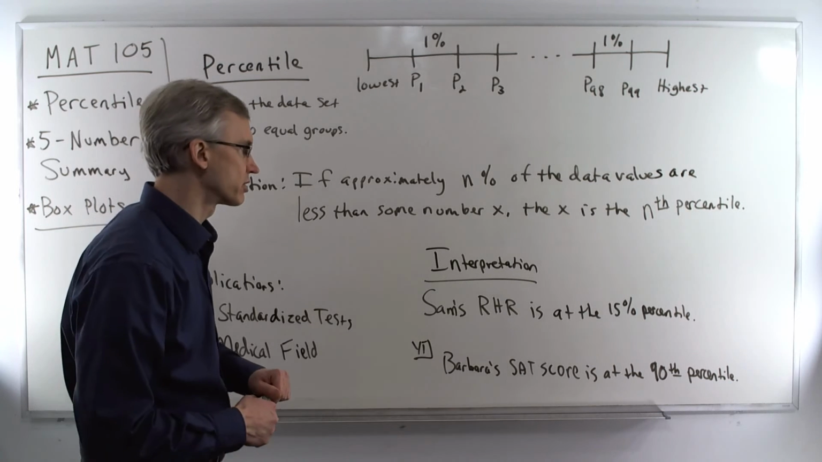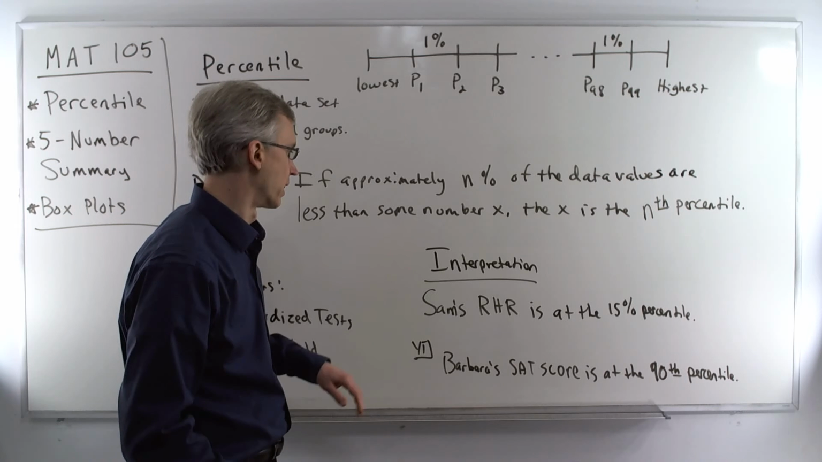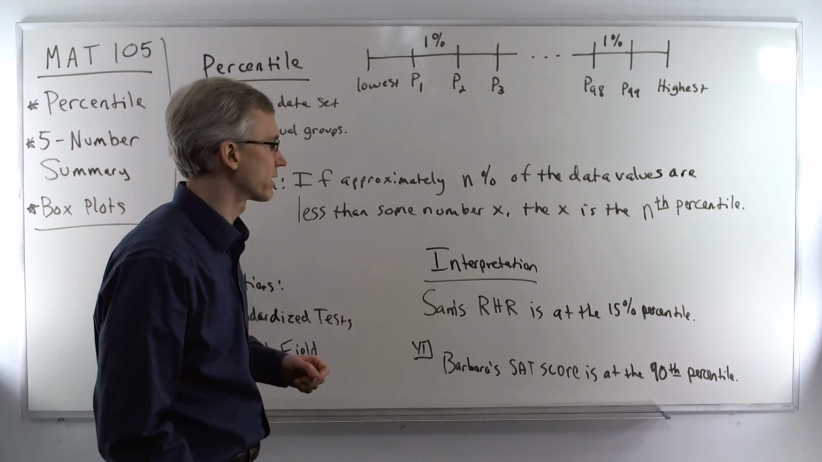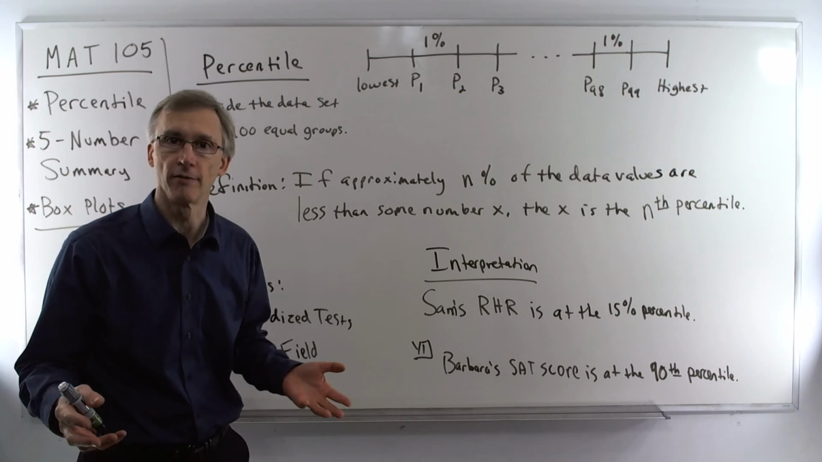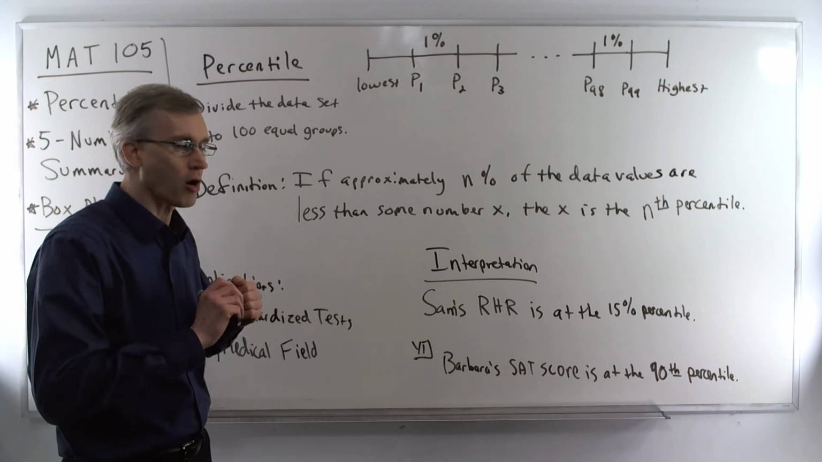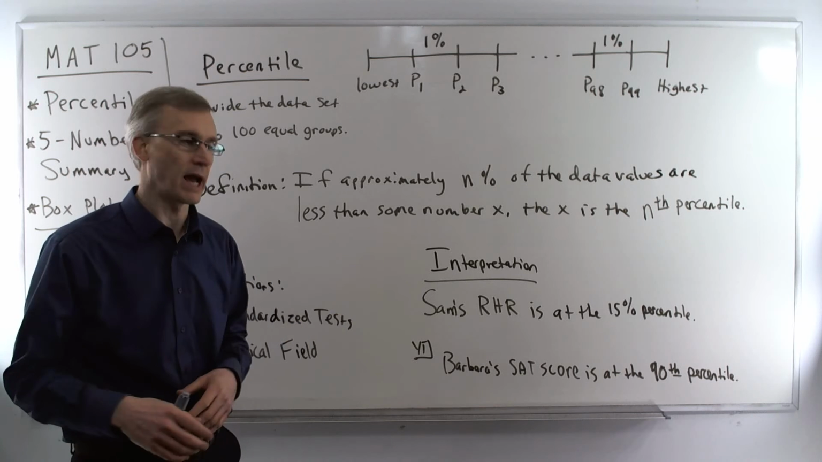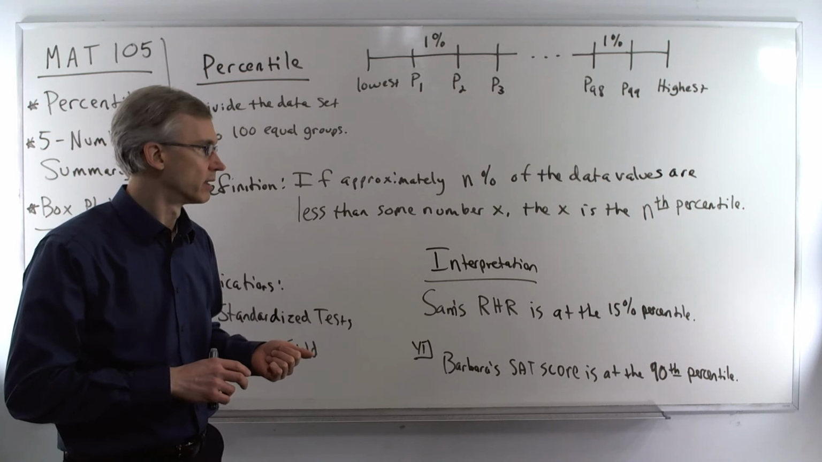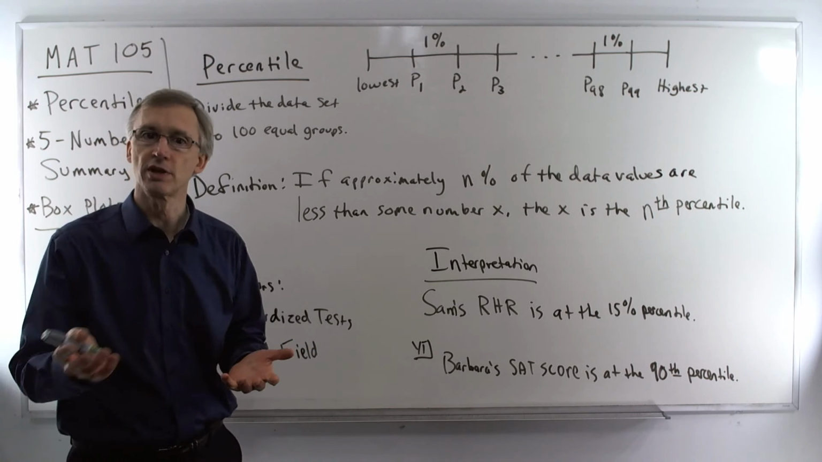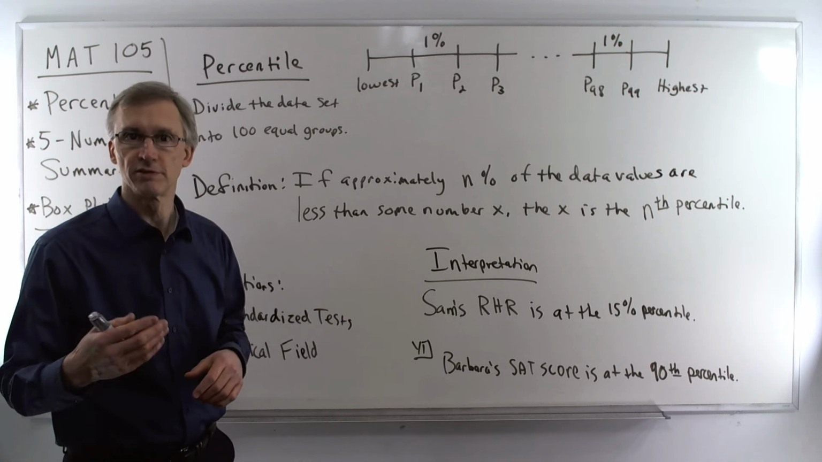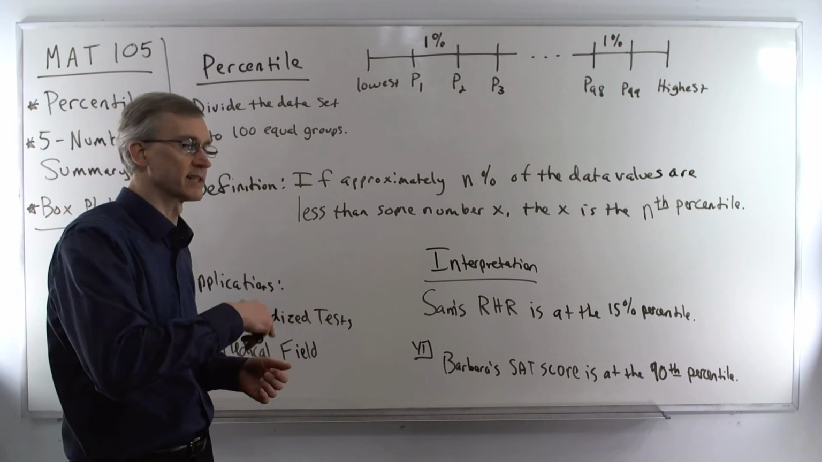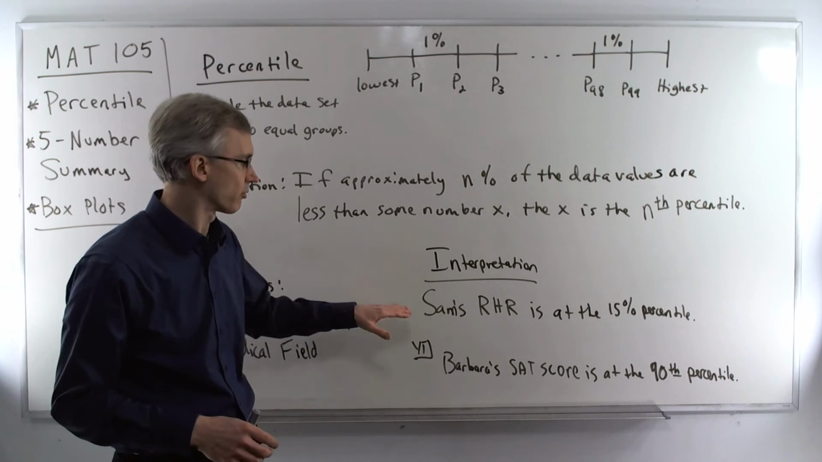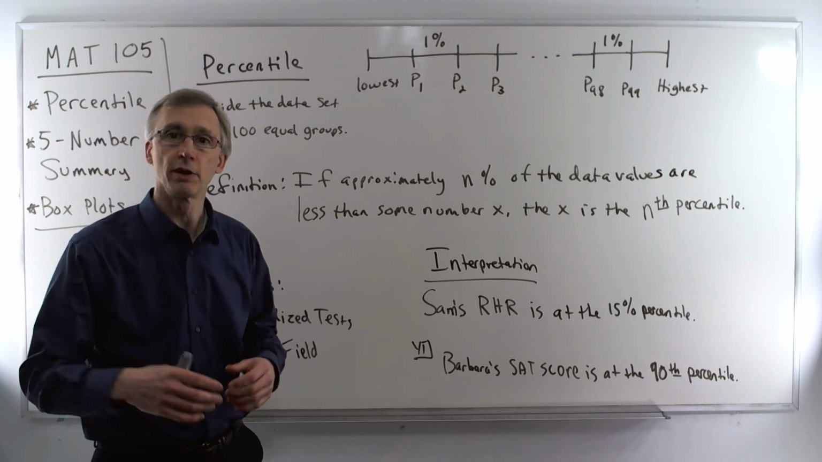So first thing I want to do is make sure we can interpret what these percentiles mean. So here's one from the medical field. Sam's resting heart rate, RHR, is at the 15th percentile. So what does this mean? That means out of all the resting heart rates that were measured at, let's say, a particular hospital, Sam's resting heart rate is greater than 15% of all the resting heart rates, which means 15% of all the resting heart rates measured are less than Sam's. Now, since 100% is the total, that means 85% of all resting heart rates measured are going to be greater than Sam's.